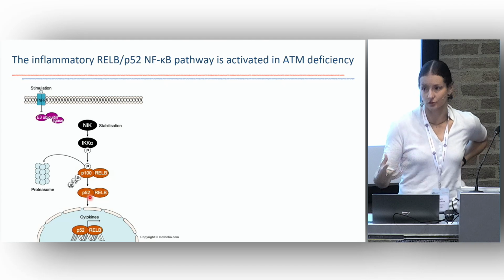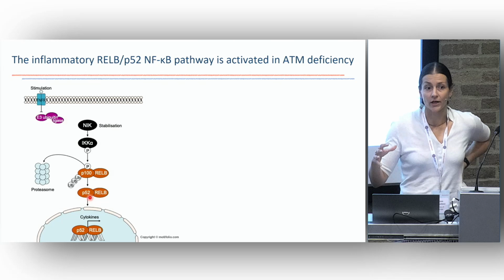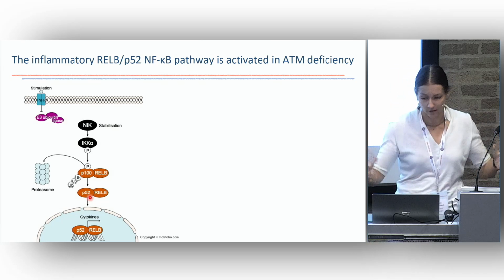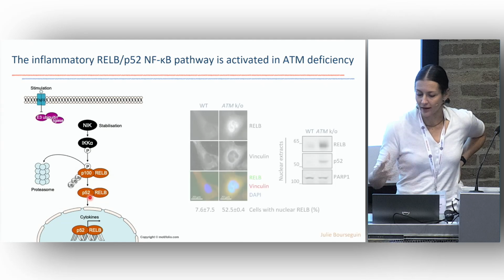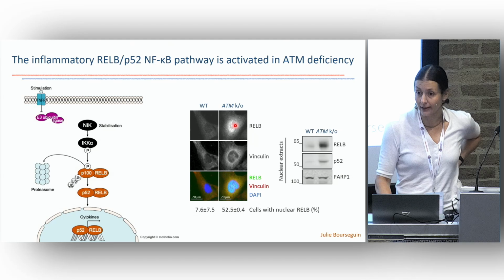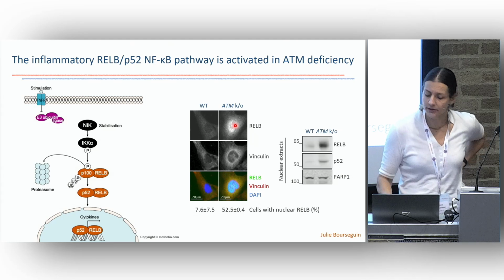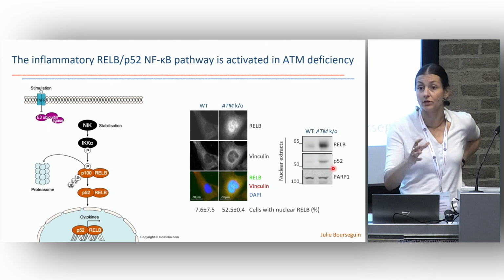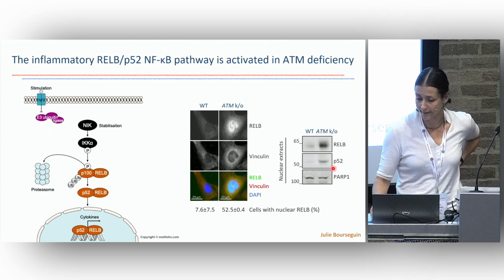So it's a very nicely controlled system, and there are ways to turn it off as well in response to this acute inflammation driven by various stimuli. Just to give you a very quick and simple snapshot of what happens in ATM knockout microglia, we see relocalization of RelB to the nucleus in basal conditions in about 50% of the cells versus about 7.5% in wild-type conditions. We also see accumulation of RelB and p52 in the nuclear extracts of ATM-deficient microglia.